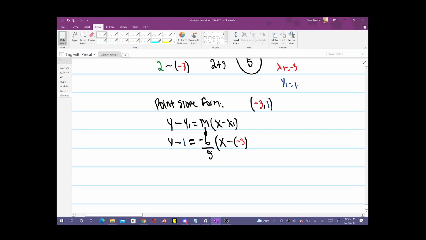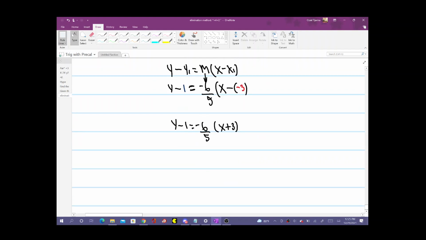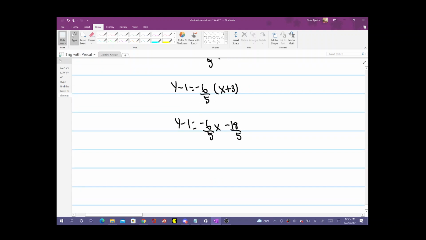Now it's just a matter of simplifying. So we have y minus 1 equals -6/5 times x minus -3, which is x plus 3. So this becomes y minus 1 equals -6/5 x minus 18 over 5. We're going to add 1 on both sides. So this becomes y equals -6/5 x minus 18 over 5. What is 1 in terms of the denominator 5?